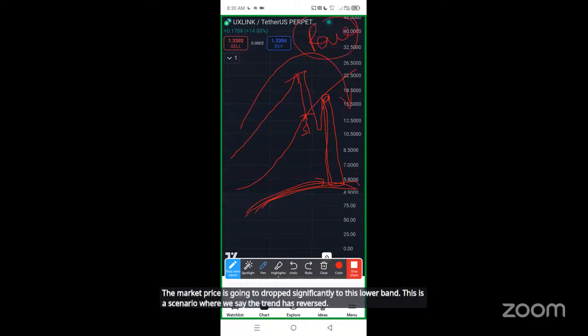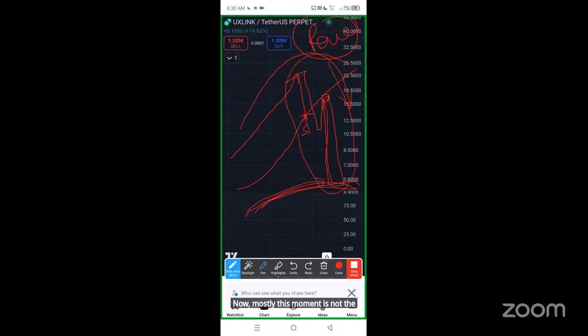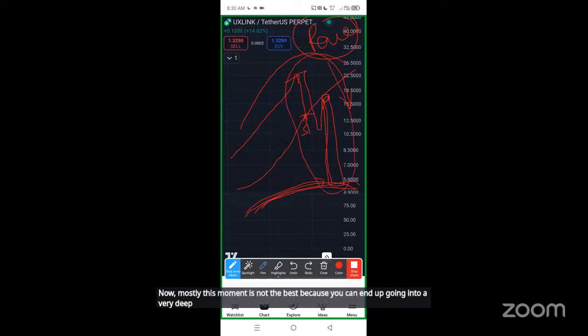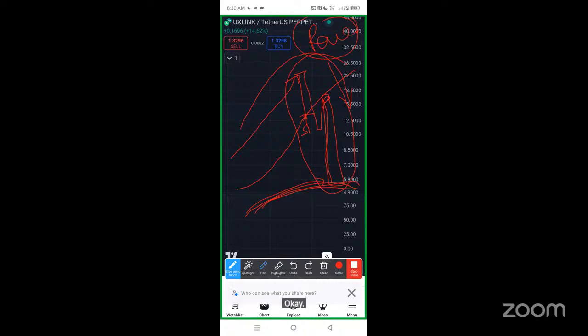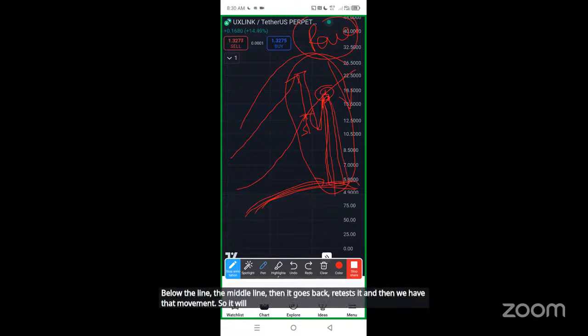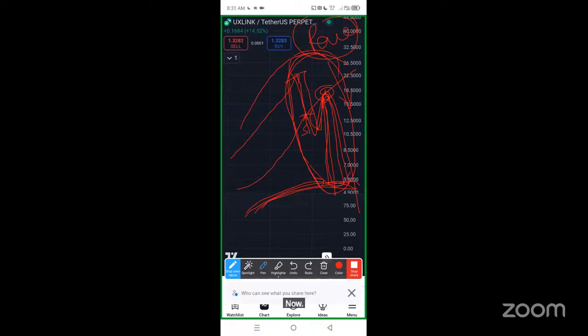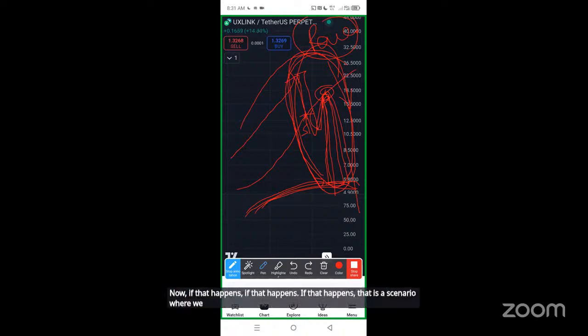This is a scenario where we say the trend has reversed. Now, mostly this moment is not the best because you can end up going into a very deep floating loss. Okay, it's normally not the best. It must break below the middle line, then go back, retest it, and then we have that movement. So it will be more like a break of structure, a retest, and then a big movement. If that happens, that is a scenario where we shall say the trend has reversed.